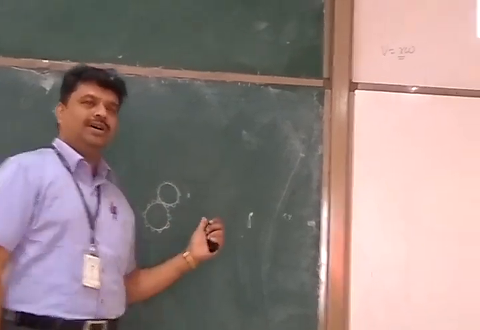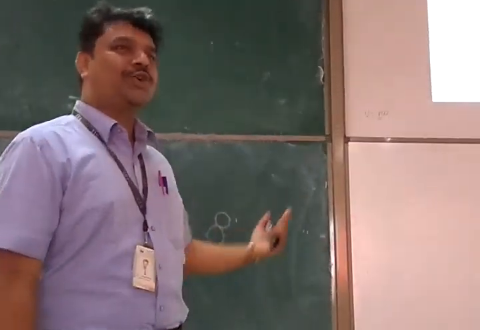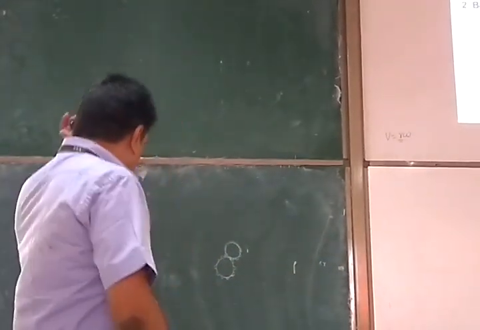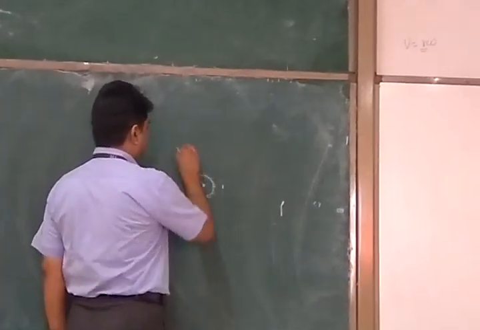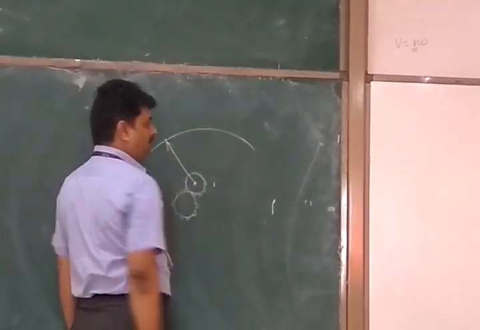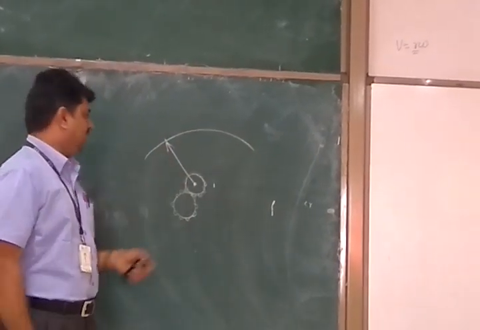This is a cartoon representing 2 gears. Of course, it's not a diagram. There are 2 gears, and to the last pinion, the pointer is attached. This is a graduated scale.